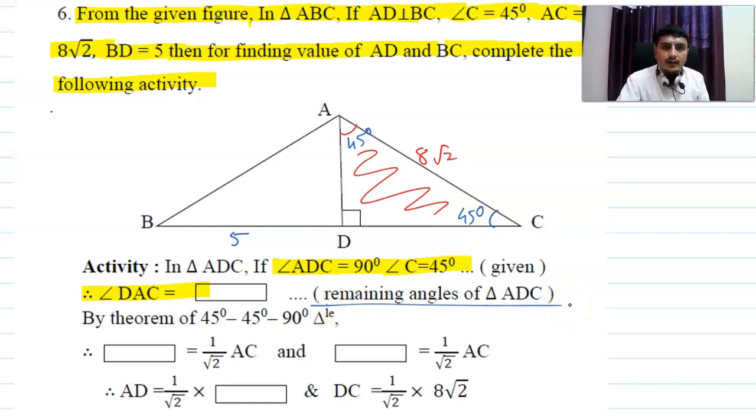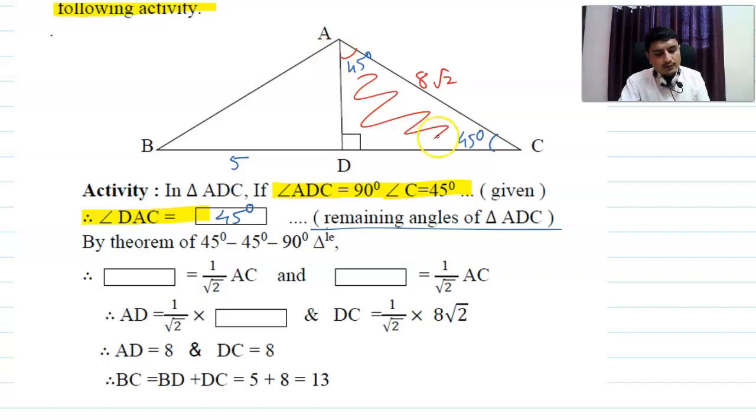The sum of all angles of a triangle is 180 degrees. Once we take the measure of angle DAC as 45 degrees, we get 45 plus 45 plus 90 equals 180 degrees. So the measure of angle DAC equals 45 degrees, and the given triangle ADC is a 45 45 90 degree triangle. Well known, the side opposite the 45 degree angle is 1 upon root 2 times the hypotenuse. Choosing angle C as 45 degrees, whose opposite side is AD, we get AD equals 1 upon root 2 times the hypotenuse AC.